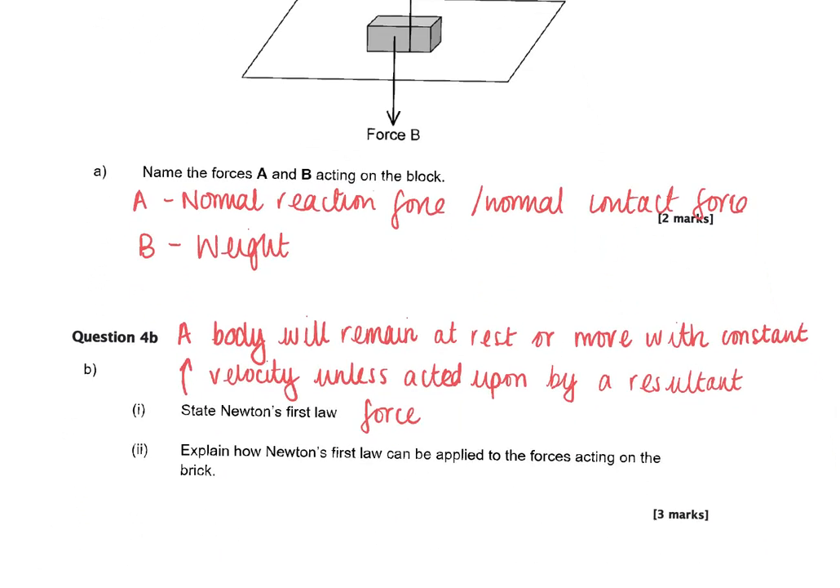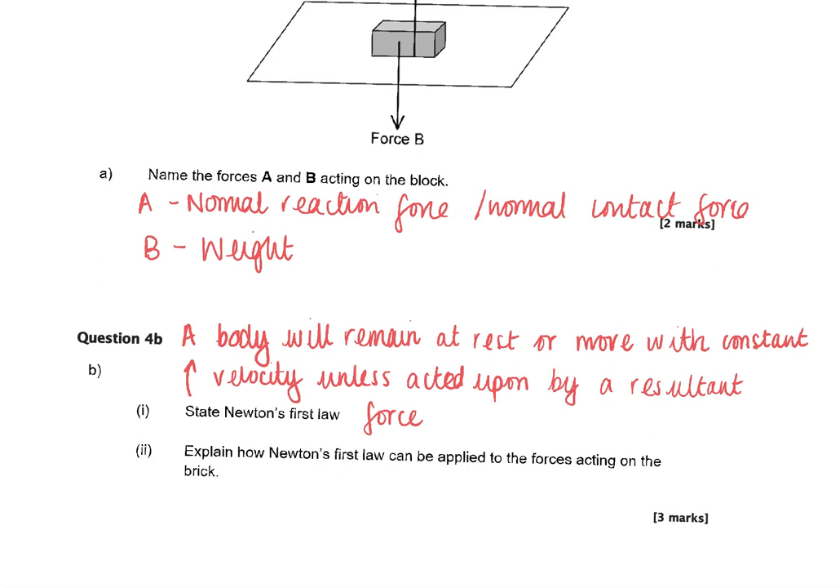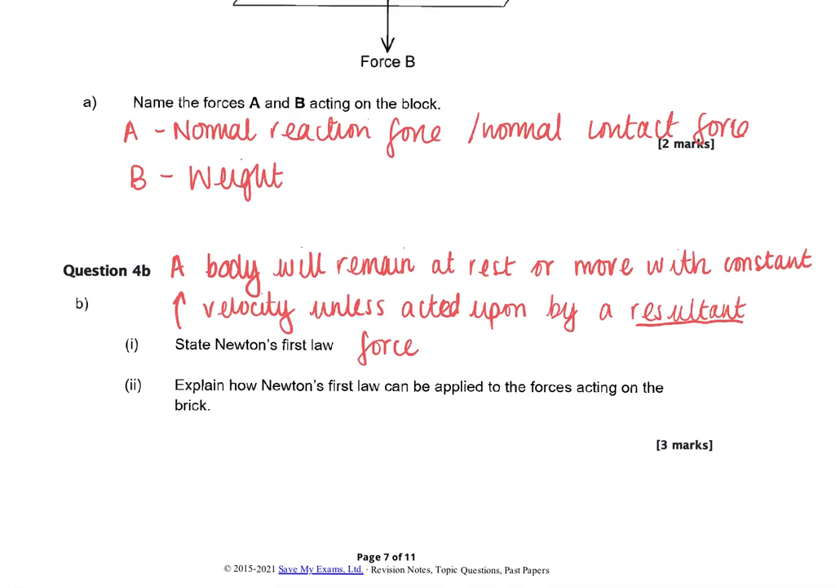Question 4b, state Newton's first law. Again, I've copied this from the definition sheet. A body will remain at rest or move with a constant velocity unless it's acted upon by a resultant force. That's an important word there, a resultant force, an overall force. Lots of objects have forces acting on them, but if they balance out, it will still remain stationary or at a constant velocity. Part II, explain how it can be applied to the forces acting on our brick up there.